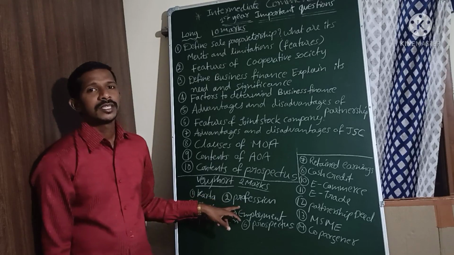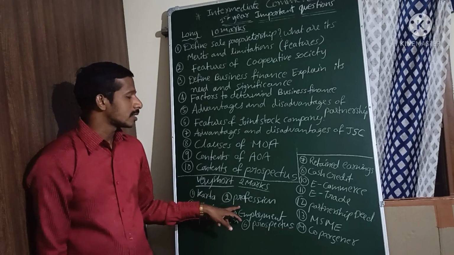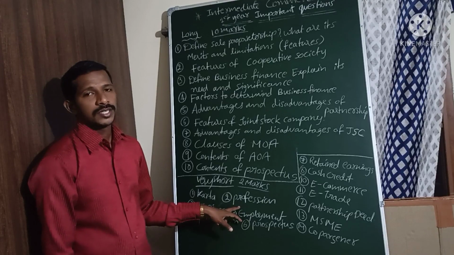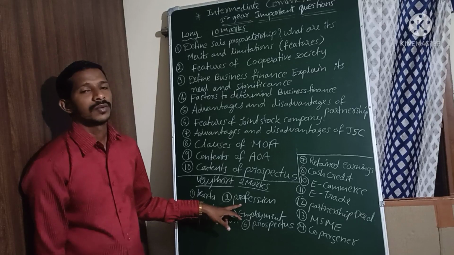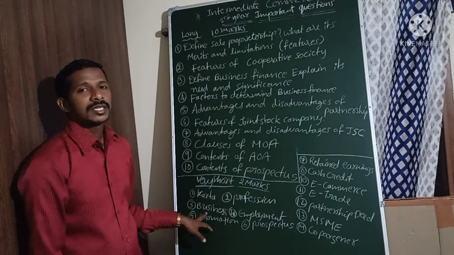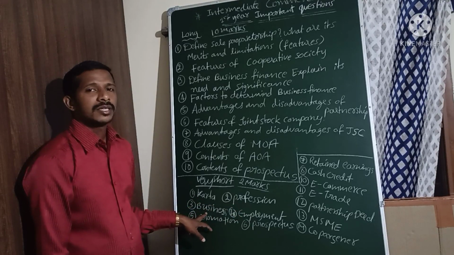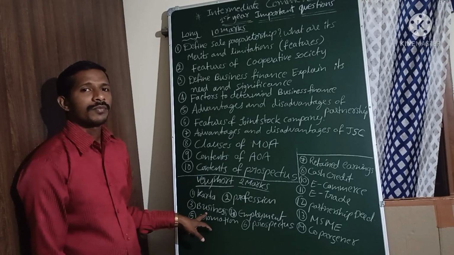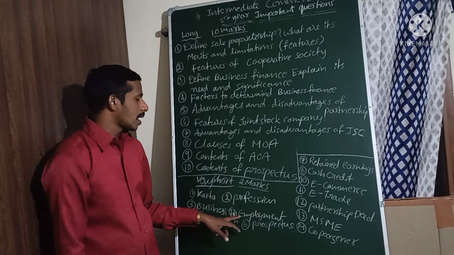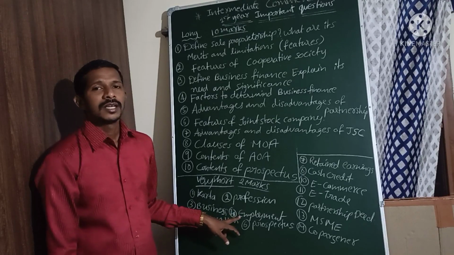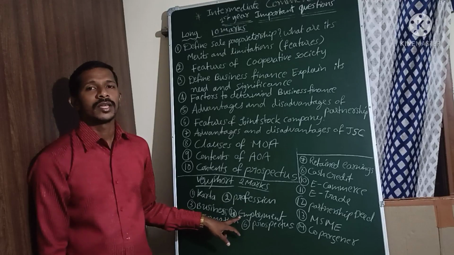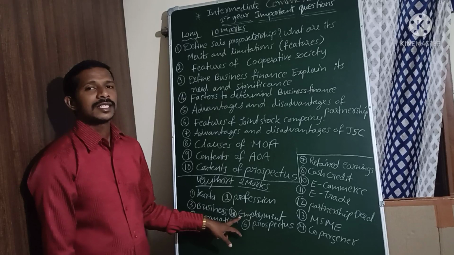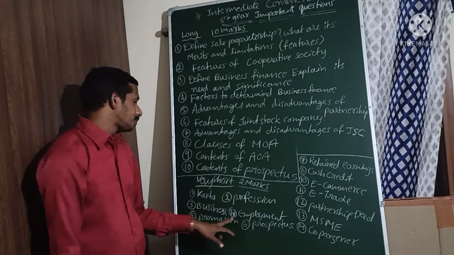Profession. Profession means an occupation. Professional persons will get fees, like doctors, lawyers, teachers, CAs, chartered accountants. Business. Business means being busy, or business is nothing but the buying, selling and exchanging of goods and services for making a profit. It is business. Employment. Employment means the relation between the employer and employee. The employer gives the job to the employee, the employee does the work, and the employee gets the salary.